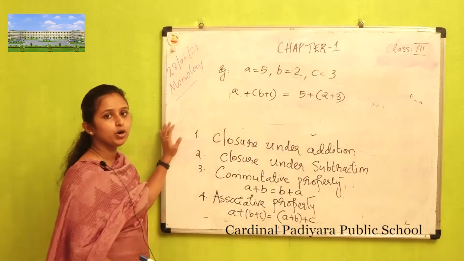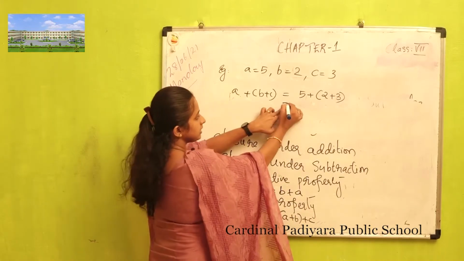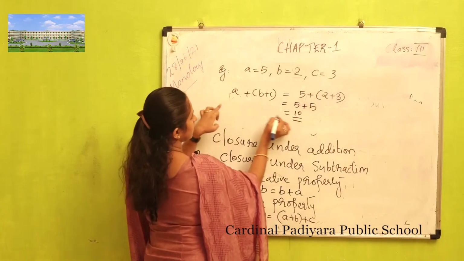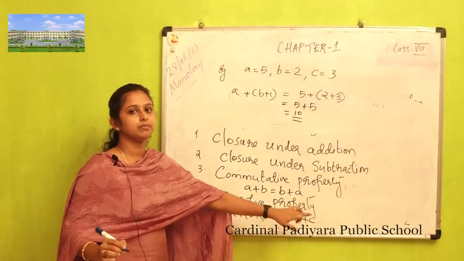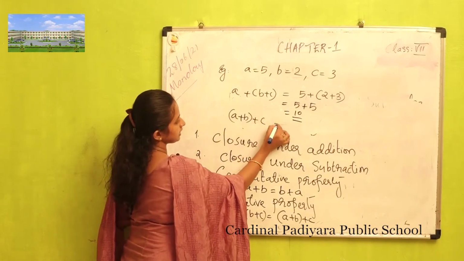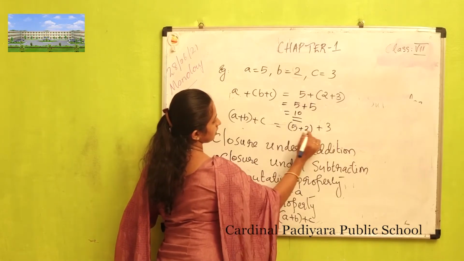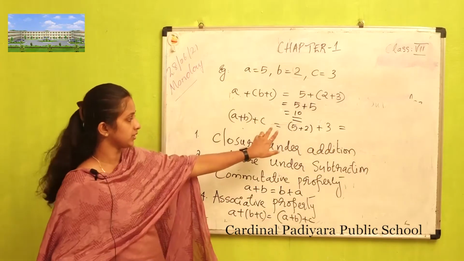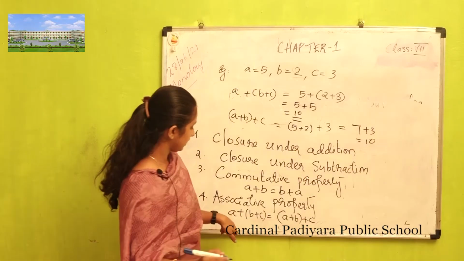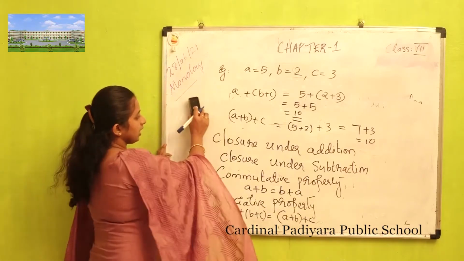And we have studied the BODMAS rule. According to that, first we have to solve the numbers inside the bracket. That is 5 + 5 is equal to 10. Now we are checking with this one, a + (b + c). That is a + (b + c) is equal to 5 + (2 + 3). So we have to solve the numbers inside the bracket first. That is 7 + 3, that is 10. So we can say that (a + b) + c is equal to a + (b + c). Okay.